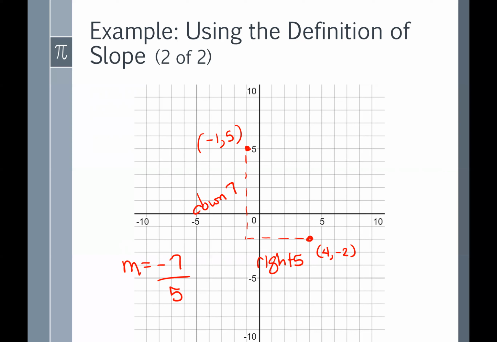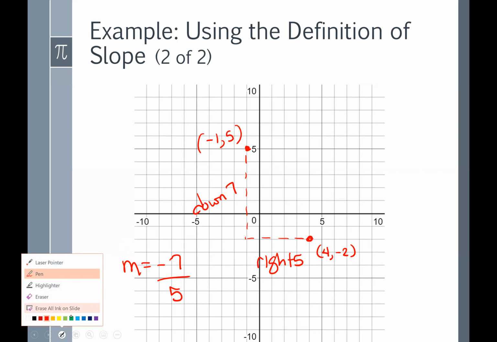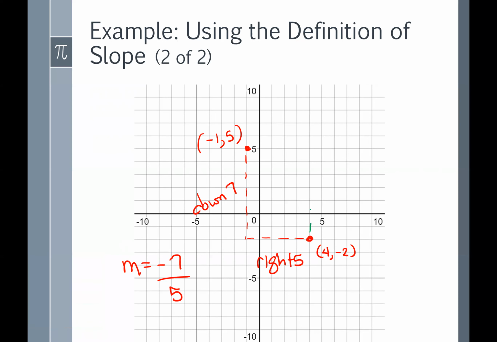Or I could go the other direction. I could go up 7 and I could go left 5. So to get from 4, -2 to -1, 5, I'm going to go up 7 and to the left 5. So my slope would be 7 over -5. Gets me to the same place, gets me from one point to the other. So it doesn't matter which way I go.